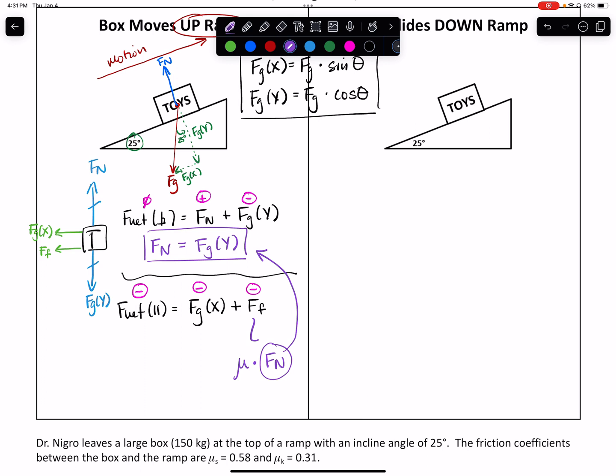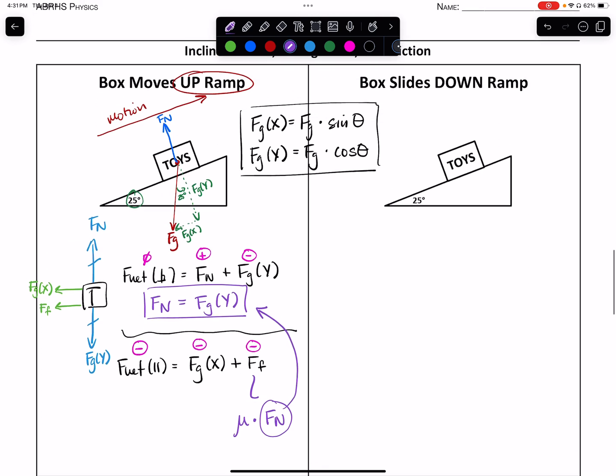All right, now if we move to the other situation where we're going to move down the ramp, that means the motion is in this direction. A lot of this is going to look the same. We're still going to have our downward gravitational force. We're still going to have our perpendicular normal force. We're still going to need to split this into its 2 bits, where we have a y component of gravity and an x component of gravity, and our angle is going to be here.